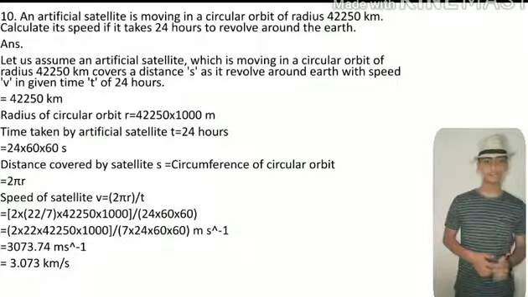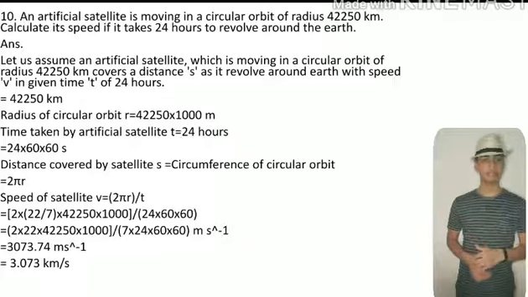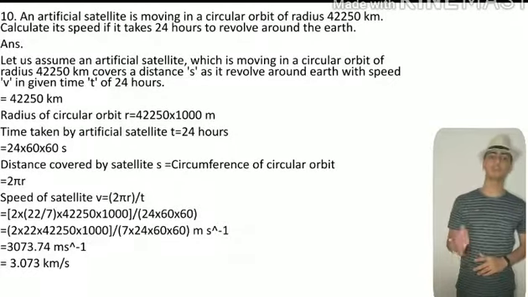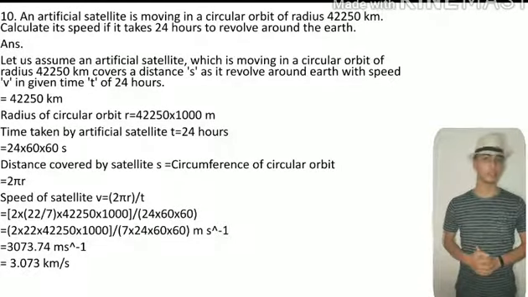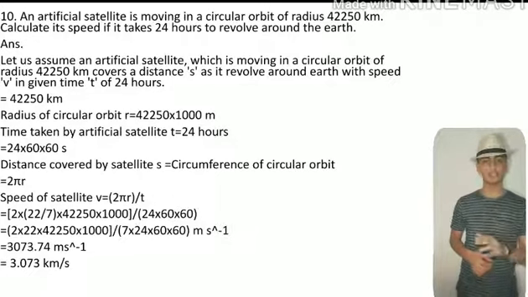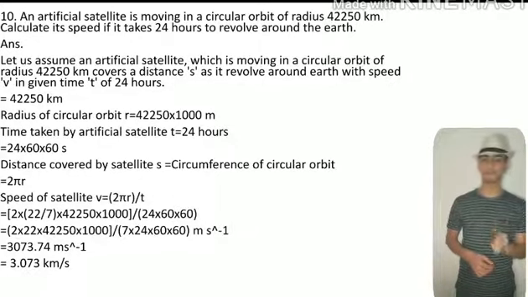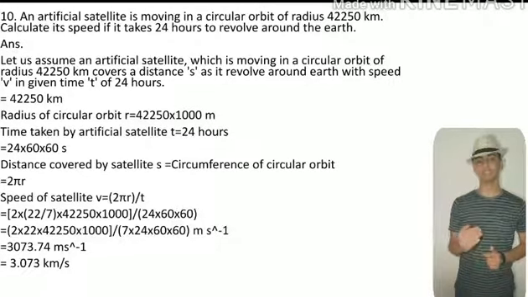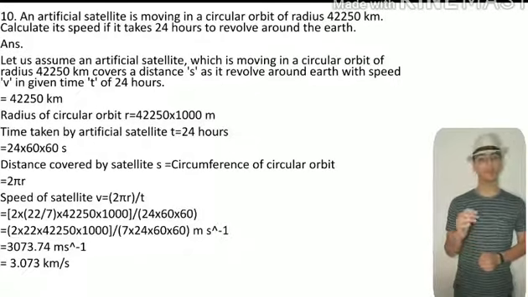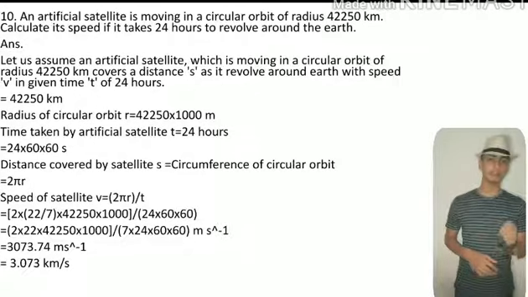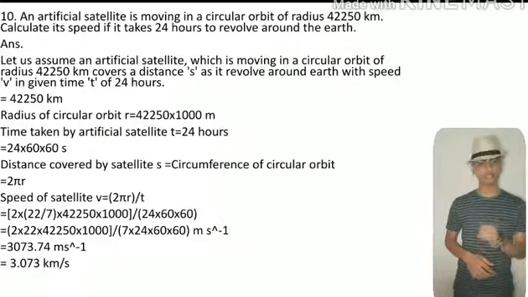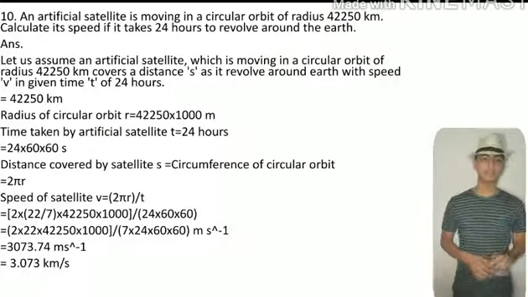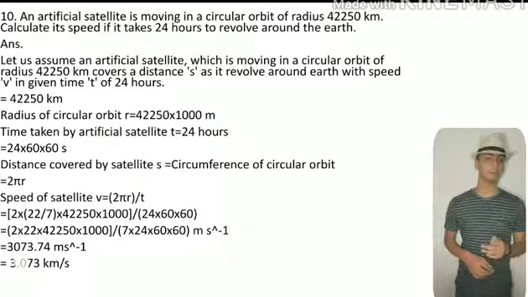Now the speed of the satellite, that is V equals 2 pi r by t, making it 2 into 22 by 7 into 42,250 into 1000, whole divided by 24 into 60 into 60. So that will be 2 into 22 into 42,250 into 1000, whole divided by 7 into 24 into 60 into 60, in meter per second. That will make it 3,073.74 meter per second, making it 3.073 kilometer per second.